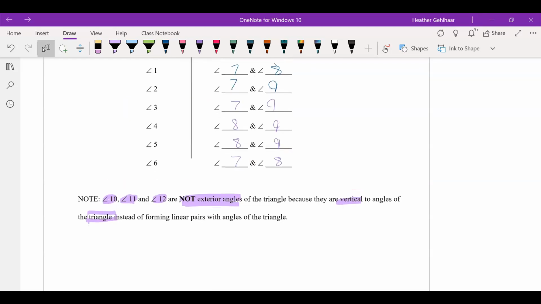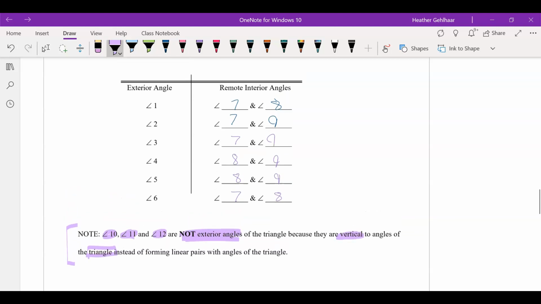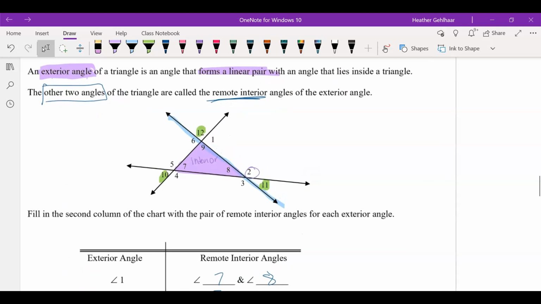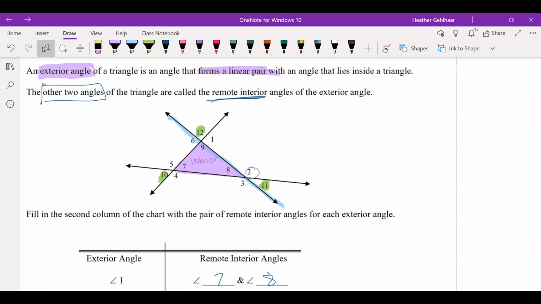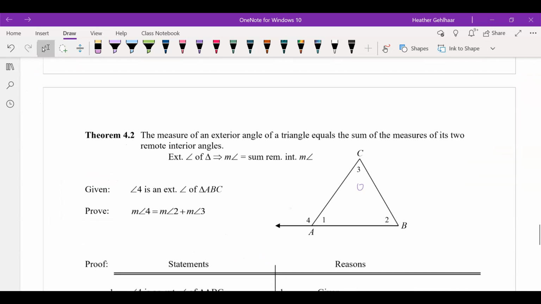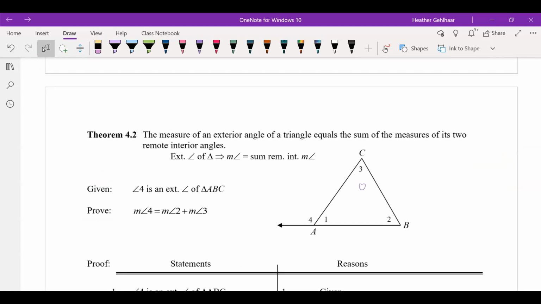So then the rest of them are going to be as follows. So going off of this, please note that angle 10, 11, and 12 are not exterior angles. They are the vertical angles, okay? So they are vertical angles to the triangle. Instead, they have to be linear paired to be able to be the exterior angles to the triangle. So here I have highlighted in green angle 10, 11, and 12 so you get the visual of where they are located. All right, next we are going to go ahead and do our final problem here.